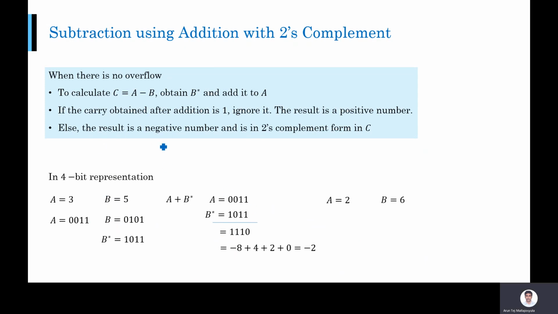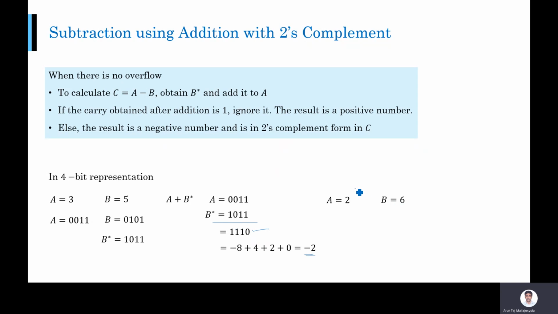The result is a negative number and it's already in two's complement. There is no carry. This is not a carry, this is the last digit. So you are already getting your result in two's complement. So again, straightforward subtraction. Let us take one more example.